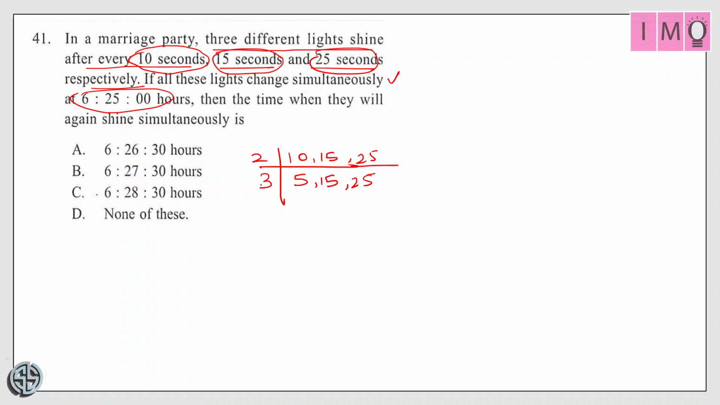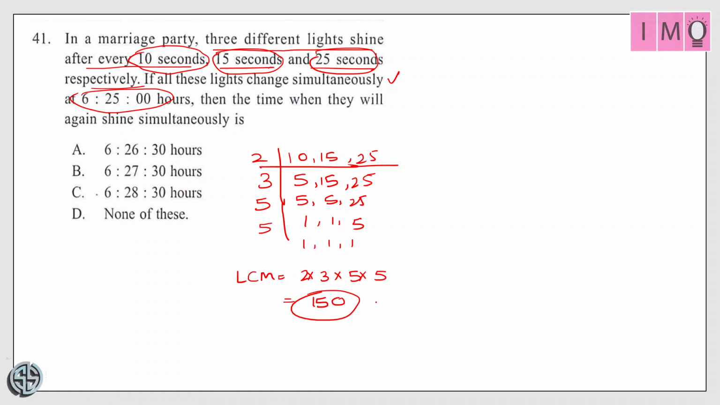I have to go with 3 this time. 5, 5, 25. Again with 5 you will get 1 comma 1 comma 5, and finally again with 5 you will get 1 comma 1 comma 1. So the LCM will be 2 into 3 into 5 into 5. So 5 2s are 10, 10 5s are 50, 3s are 150 is the LCM for these three. Means after 150 seconds they will be lighting together.